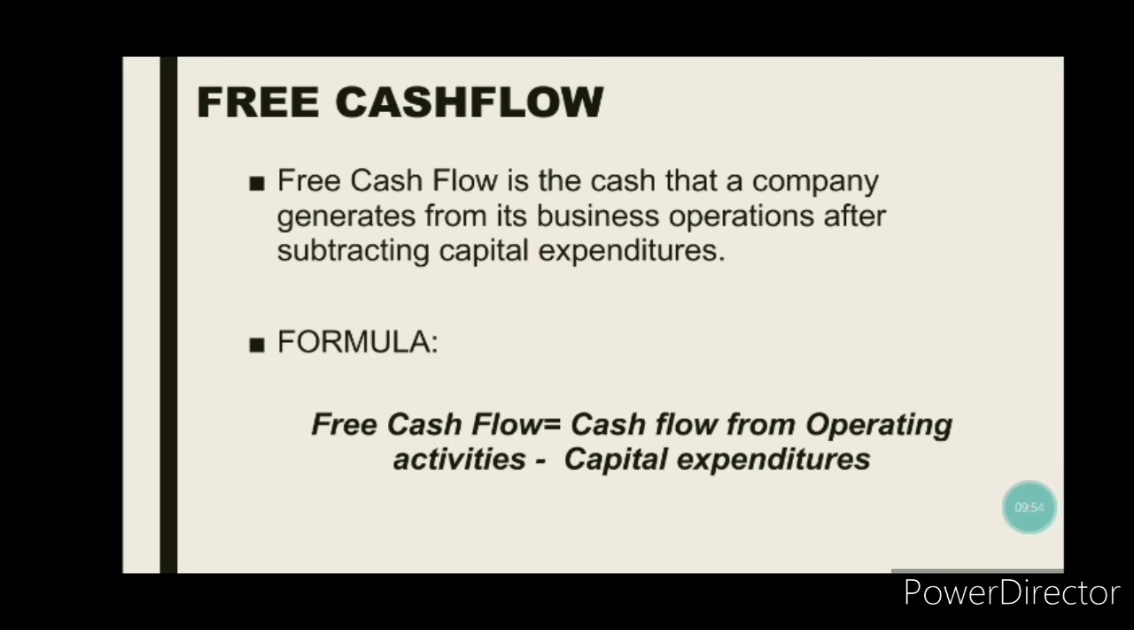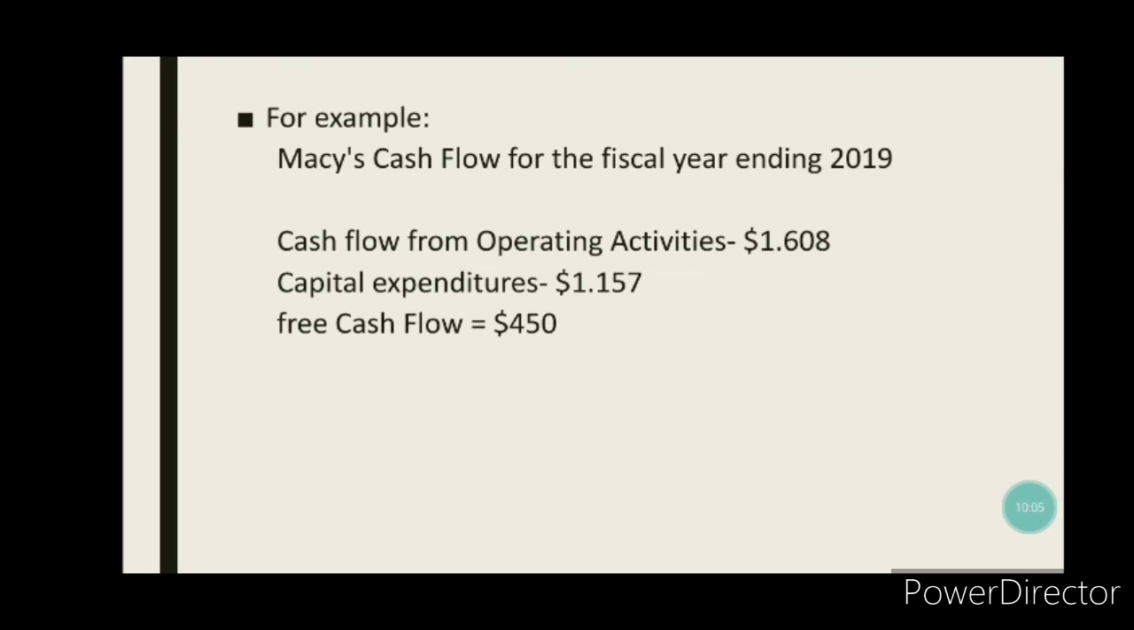So, ang ginamit ko dito is using operating cash flow. For example, Macy's cash flow for the fiscal year ending 2019. Yung cash flow from operating activities niya is $1.608 at yung capital expenditures niya is $1.157. So, it means that yung free cash flow niya is equals to $450 because cash flow from operating activities minus the capital expenditures is equals to 450. That's why yun yung nakalculate niya for the ending of 2019.